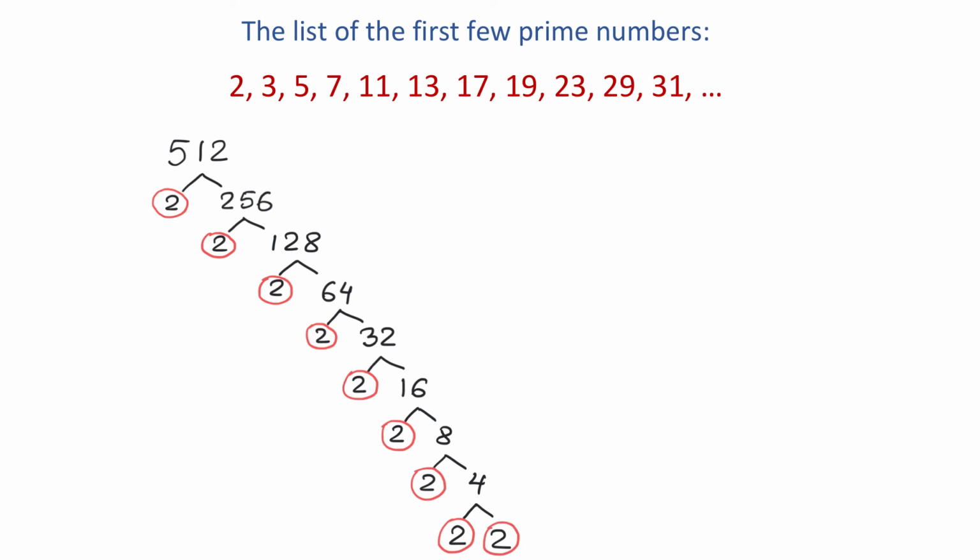So then, the prime factorization of 512 is the product of all these numbers, which we can write as 2 to the 9th power.